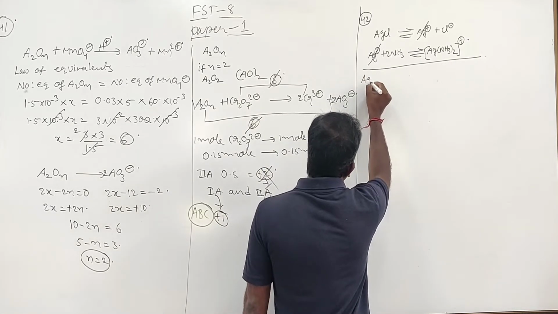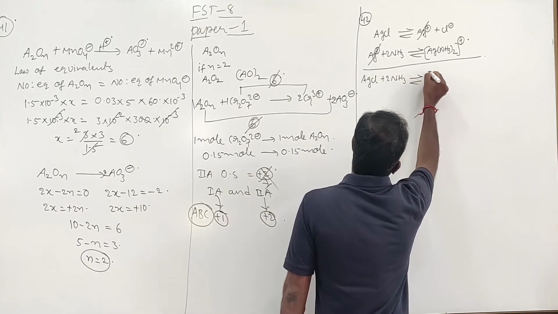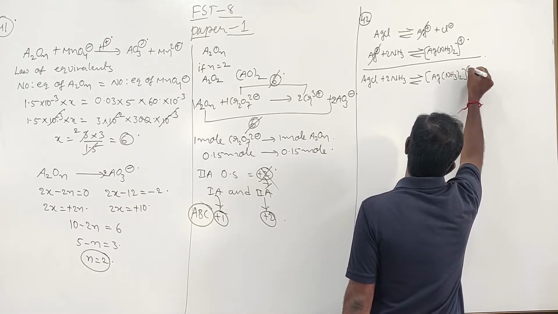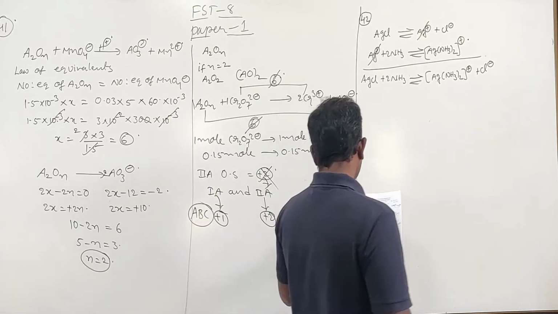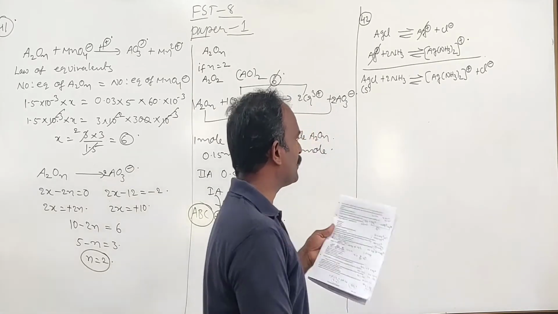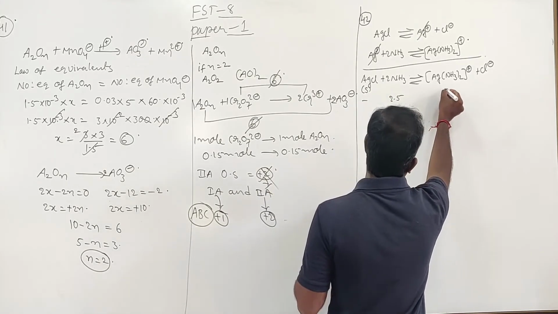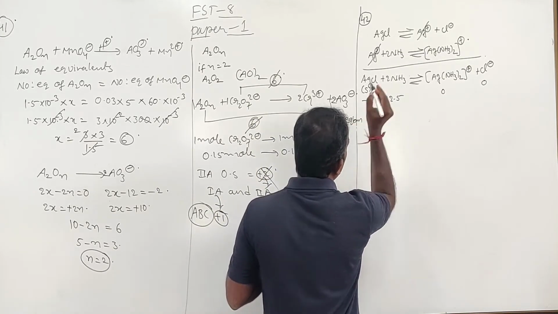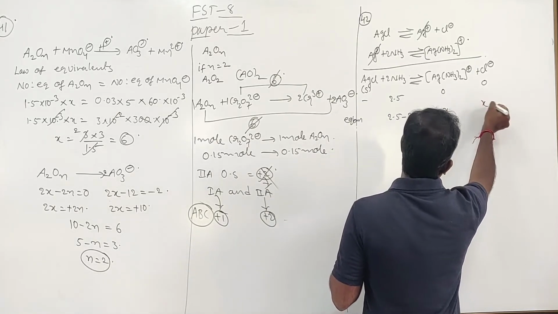Now what is the total equation? AgCl plus 2 moles of ammonia gives rise to Ag(NH3)2 plus plus Cl minus. Now 2.5 molar ammonia solution. Of course AgCl, as we all know, is a precipitate or solid. The initial concentration is going to be 2.5 molar and 0. Now at the state of equilibrium it is going to be 2.5 minus 2x, then x, and x.